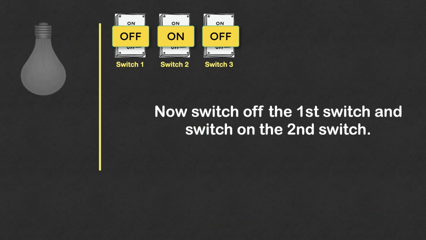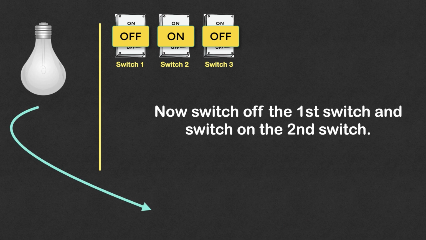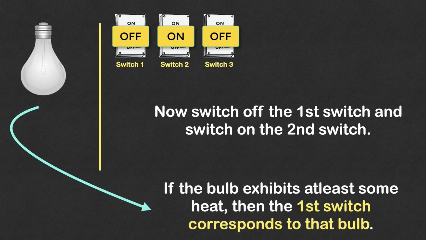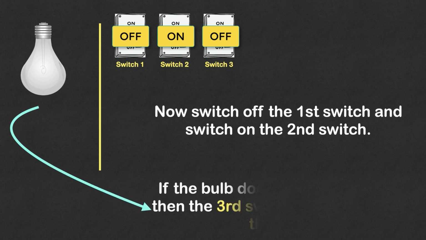If the light bulb does not glow, just touch the light bulb to check if it emits heat. If the bulb exhibits at least some heat, then the first switch corresponds to that bulb. If the bulb does not exhibit heat, then the third switch corresponds to the bulb.